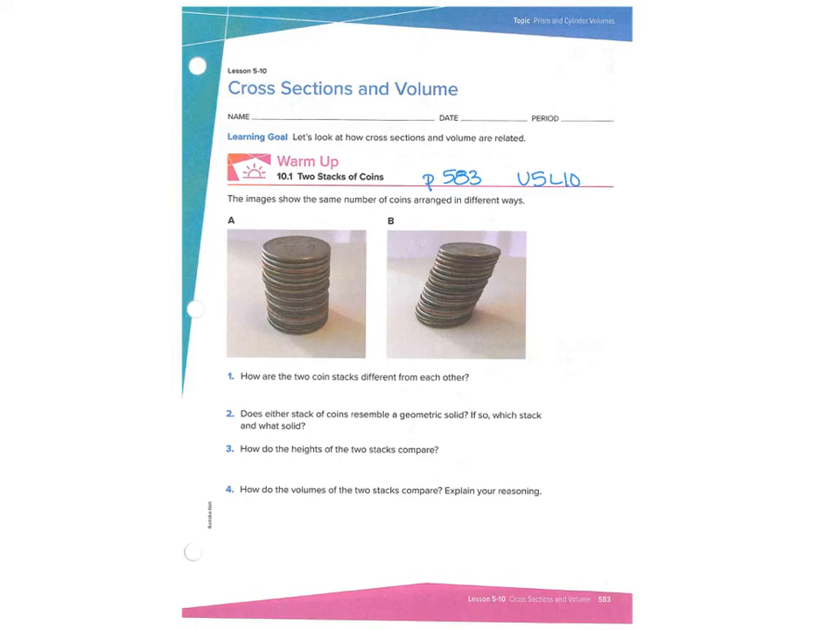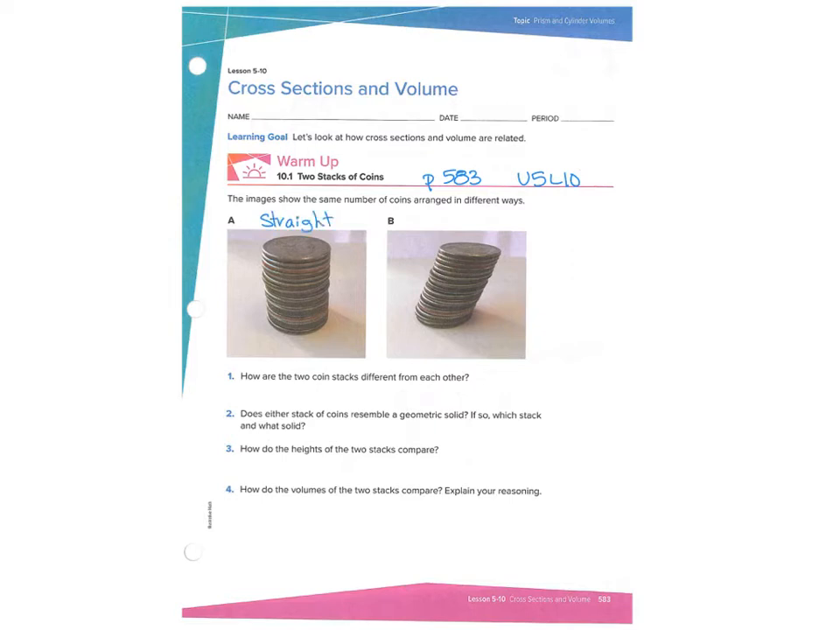Hi Geometry, this is page 583, Unit 5, Lesson 10. So this first picture is a stack of quarters. And if you look at stack A, this is what we would say is straight up and down.